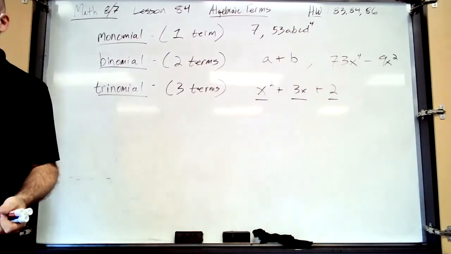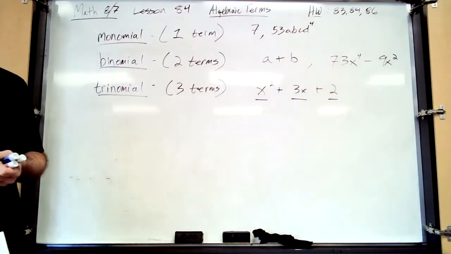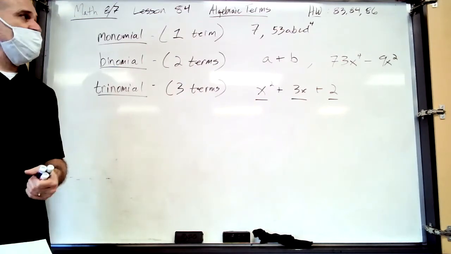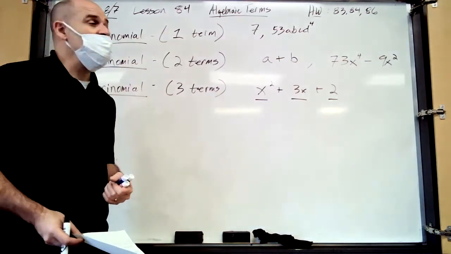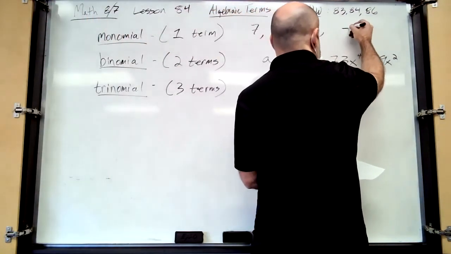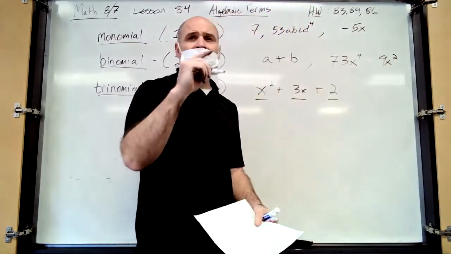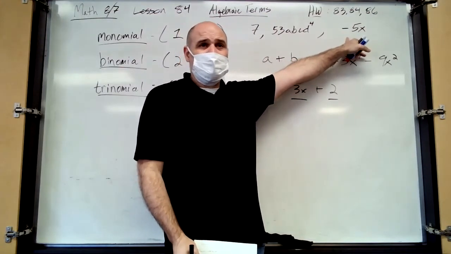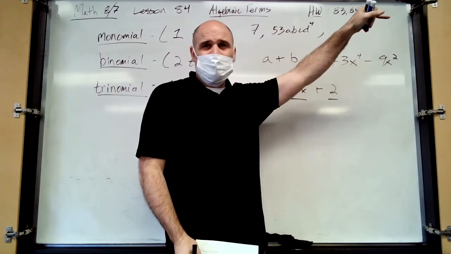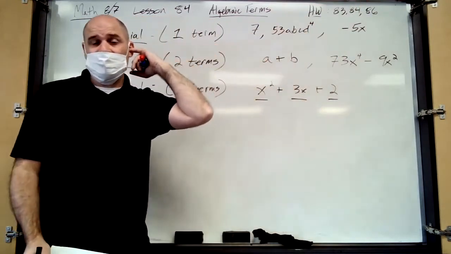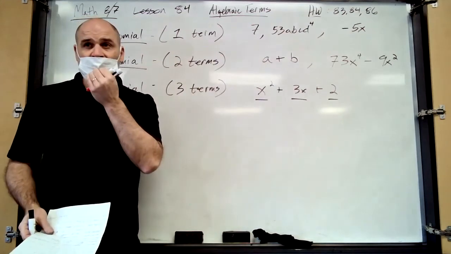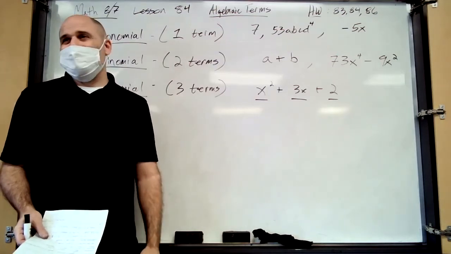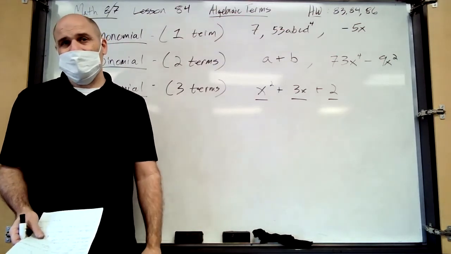Questions so far? It's hard to define a term, but the best way I know how is things that are being added or subtracted. So if you don't see any addition signs or subtraction signs, you can see negative signs. Like, look, negative 5x. That's just one term. Technically, that could be a subtraction sign, but it's not being subtracted from anything. So it's just one term. That's a negative 5x, not minus 5x. Now, if I put a 0 in front and said 0 minus 5x, that could be a binomial, I guess. But you can do that. 0 minus 5x is just negative 5x. Okay?